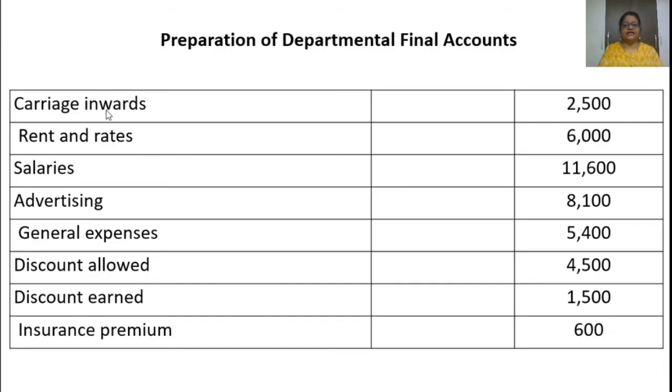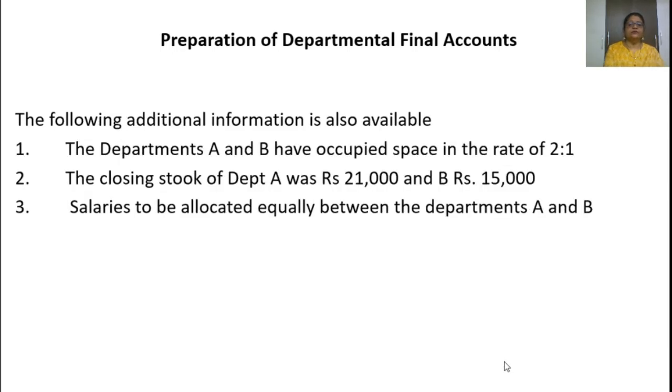Carriage inward 2,500, rent and rates 6,000, salaries 11,600, advertising 8,100, general expenses 5,400, discount allowed 4,500, discount earned 1,500, insurance premium 600. Now let us take the other information.